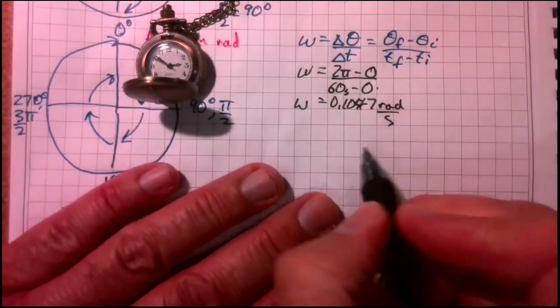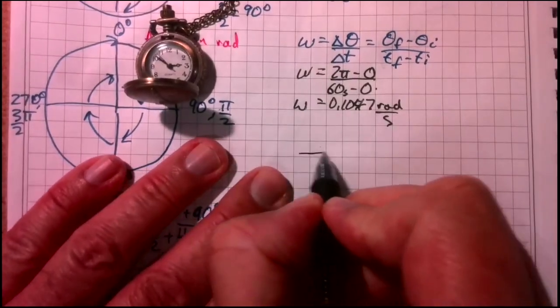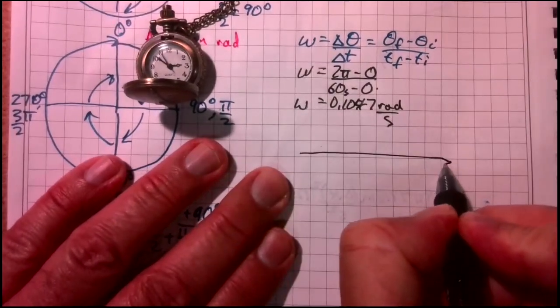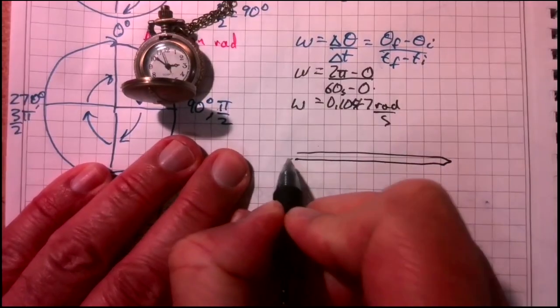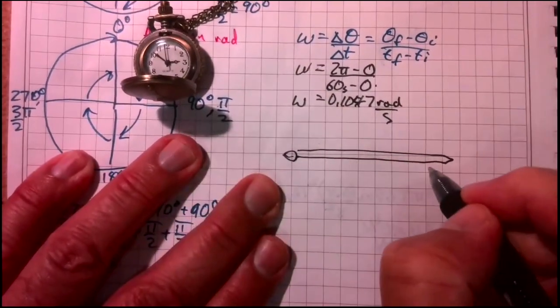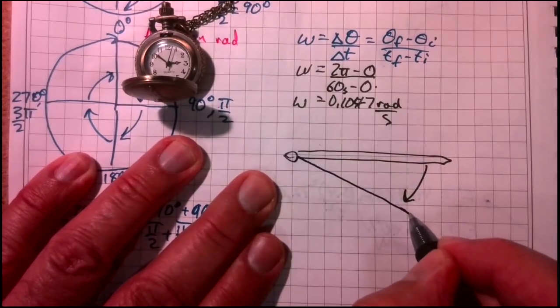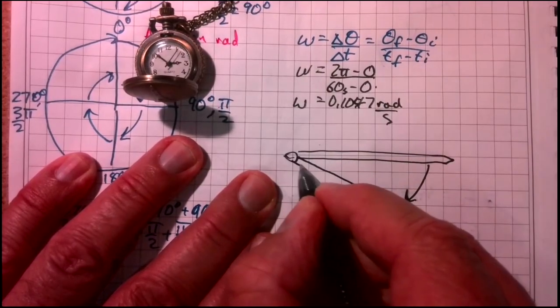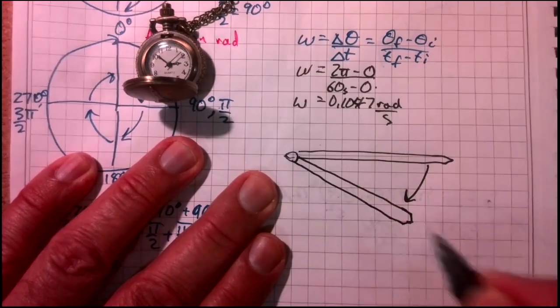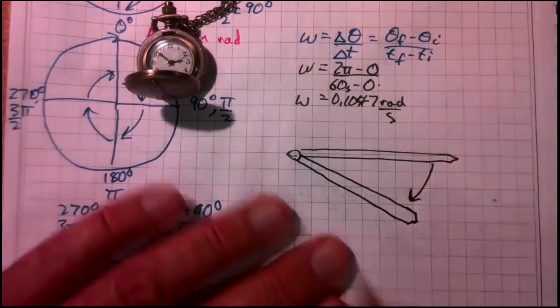Let's draw a picture of our little pocket watch here. Here's the second hand, and here's our clock. Our second hand is moving this way. We say that this is clockwise, and hopefully you know what clockwise means.